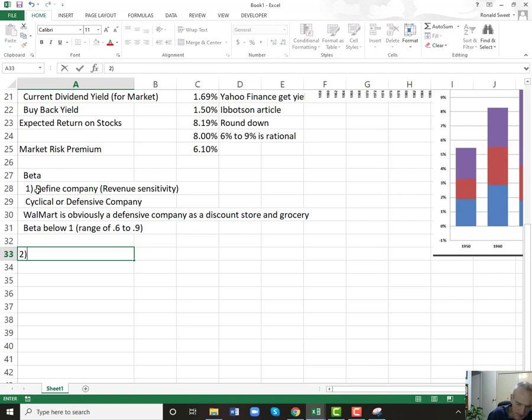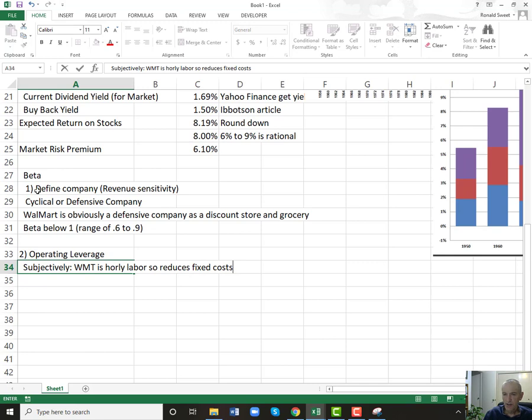The second thing you've got to talk about is operating leverage. And here what you want to do is talk subjectively. So we're going to say Walmart is hourly labor. So that reduces fixed costs. Remember, operating leverage is looking at the firm's fixed costs, how much fixed costs they have. So that implies lower beta.